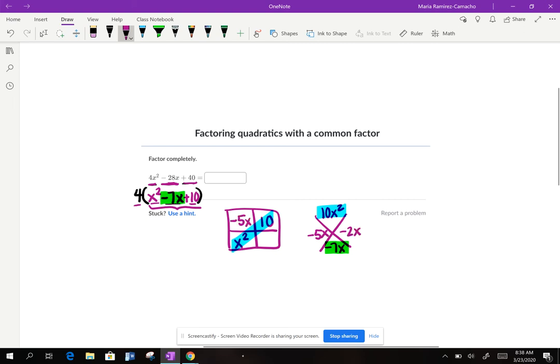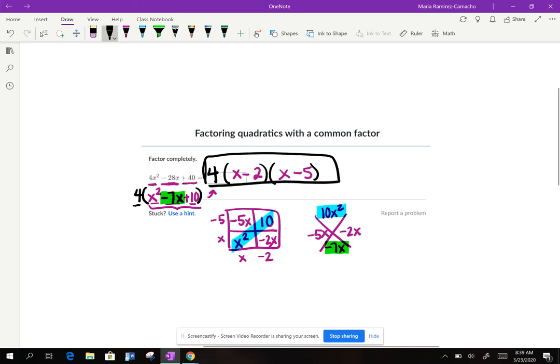Put those back into the rectangle, find the length and the width. So x times x is x squared. This is a negative 5. This is a positive 2. So my answer should be, don't forget the 4 in the front, 4 times my length, x plus, minus, sorry about that, minus 2. And then my width, x minus 5.